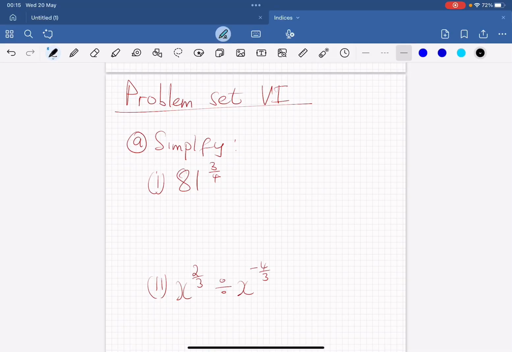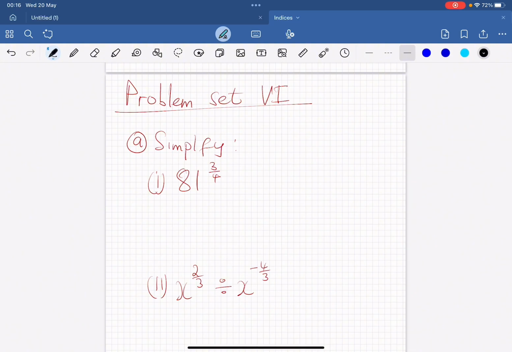We are saying goodbye to indices, and this is probably the last problem set for indices. As I anticipated, this is going to be my favorite video because the questions covered are mostly from recent exams. So the question says simplify 81 to the power 3 over 4. We are assuming that you do not have a calculator, so these questions are non-calculator.